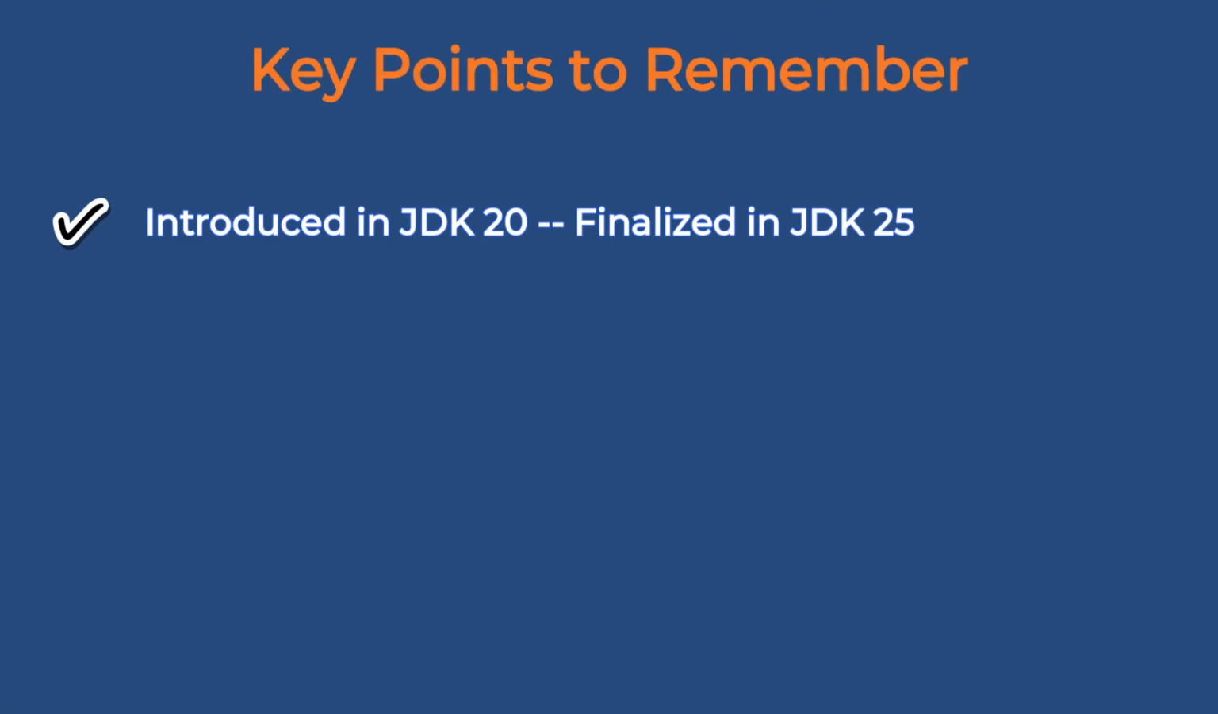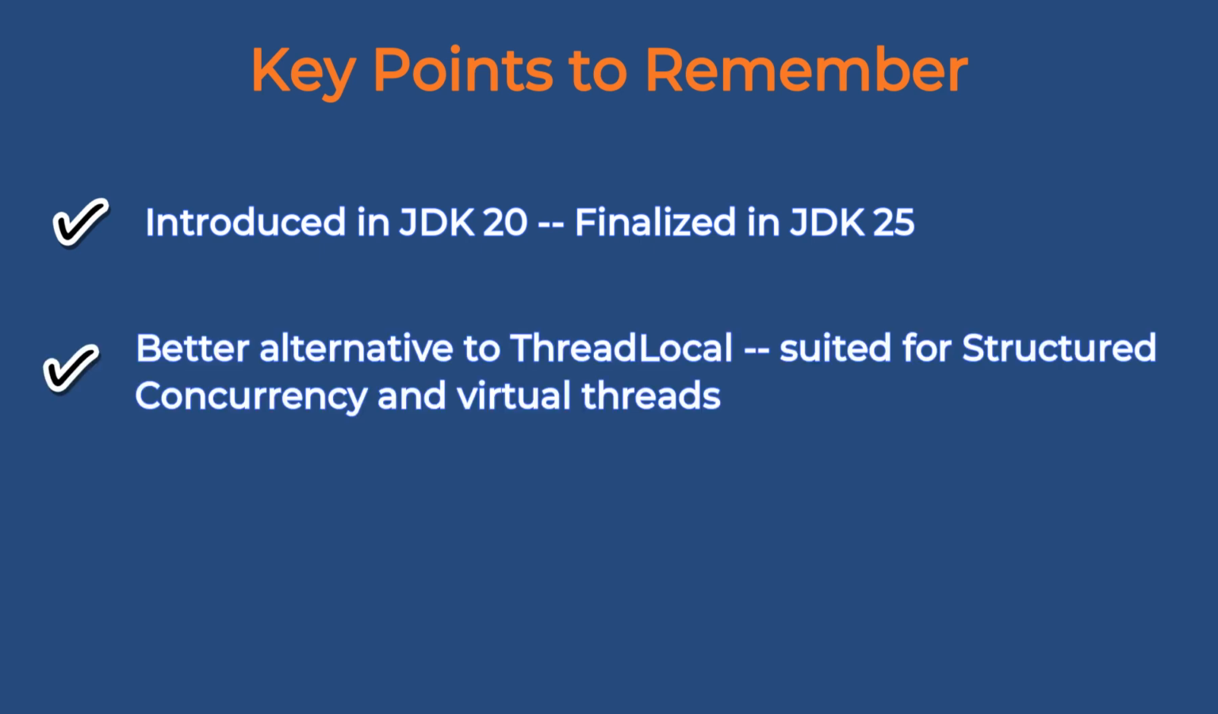So, finalization summary. Scoped values were first introduced in JDK 20, stayed in preview from JDK 21 to 24, and now in JDK 25 they are finalized and production ready. And just to clarify, Java isn't forcing you to migrate away from ThreadLocal. The goal isn't to deprecate it. Scoped value is simply a safer and modern alternative, especially suited for structured concurrency and virtual threads. In short, scoped values let your threads share the context, not confusion.